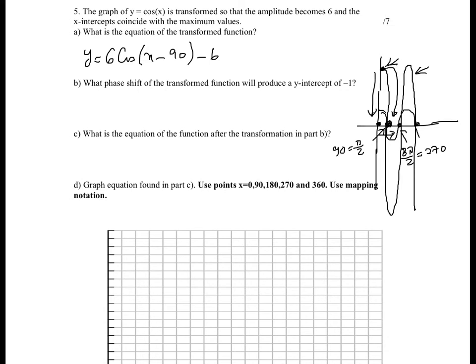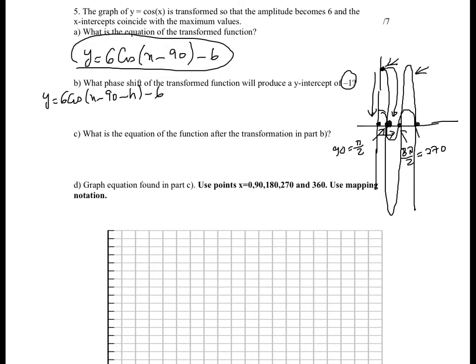The next part of the question says what phase shift of the transform function produces a y-intercept of negative 1. Remember, the transform equation is this guy. So I want to introduce a phase shift to this one, so the y-intercept is negative 1. Let's assume the phase shift is h. So the equation becomes y is equal to 6 cos (x minus 90 minus h) minus 6. H is the phase shift which I have to produce so that the y-intercept becomes negative 1.